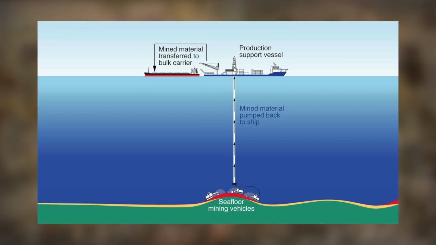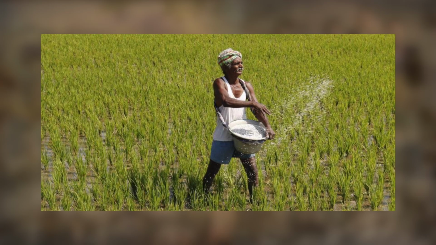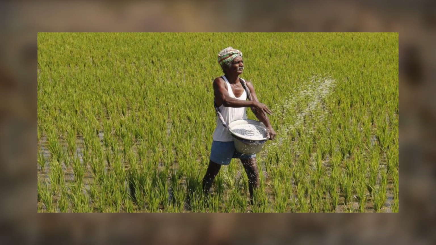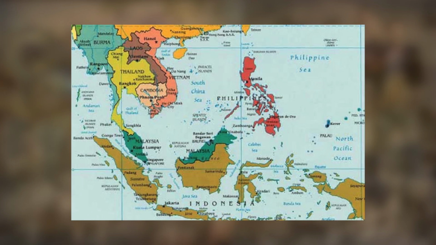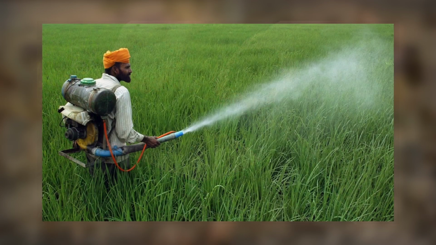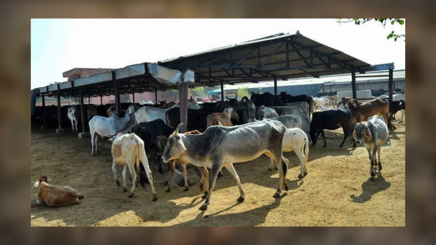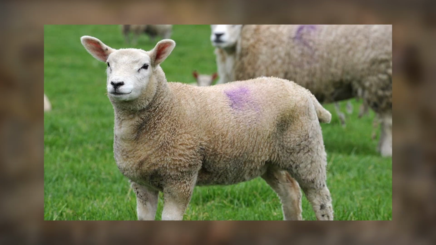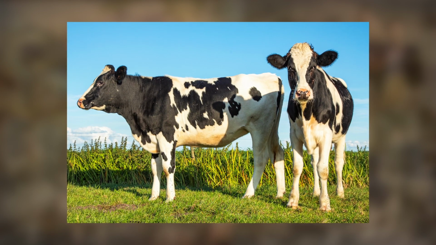is now being exploited. The second, and most important, method is that man has intensified his use of the environment to increase its productive capacity. In the field of agriculture, new high yielding crops have been developed, such as the miracle rice, IR8, instrumental in the green revolution in Southeast Asia. Artificial fertilizers have been developed to sustain them, pesticides developed to protect them, and machines produced to cultivate them. High yielding animals have been bred, such as sheep that regularly produce twins, pigs that fatten quickly, and cows that produce milk with high butter fat content.